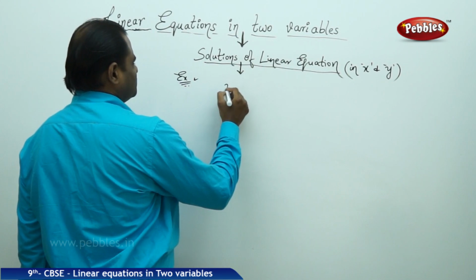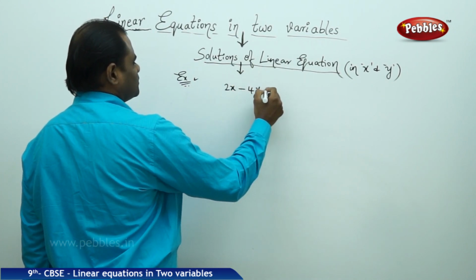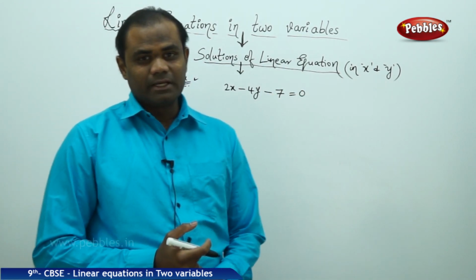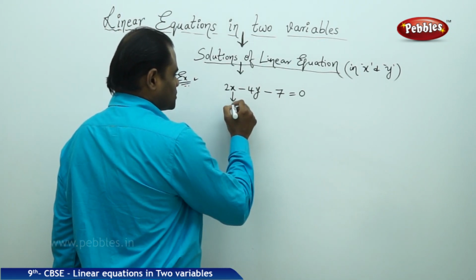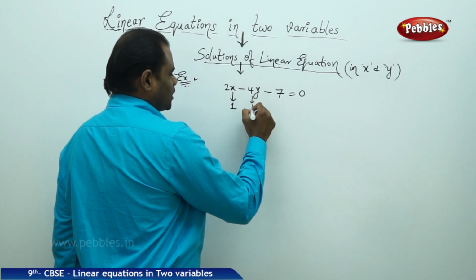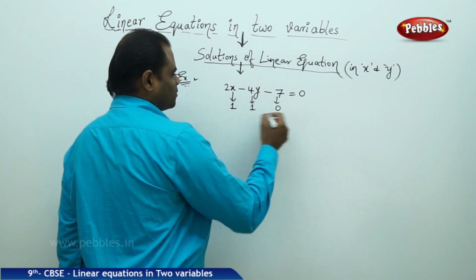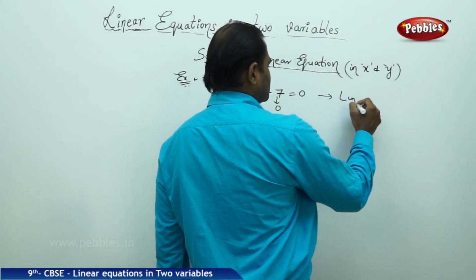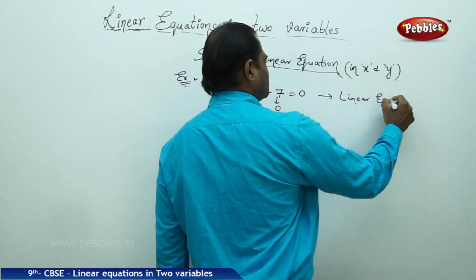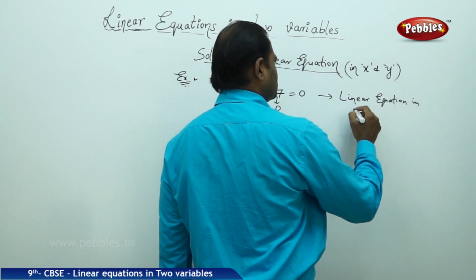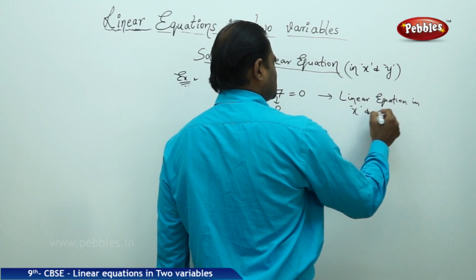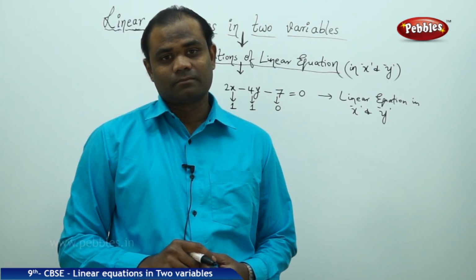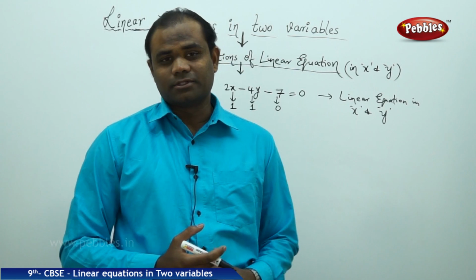For example, I have 2x minus 4y minus 7 equals 0. And this is clearly a linear equation in two variables because I have the first term with degree 1, the second term with degree 1, and the constant with degree 0. Therefore, the highest degree is 1. And clearly with two variables x and y, this is an example of a linear equation in x and y. So let's see how we can find the solutions for this x and y.